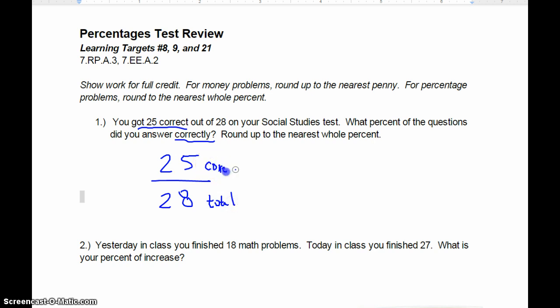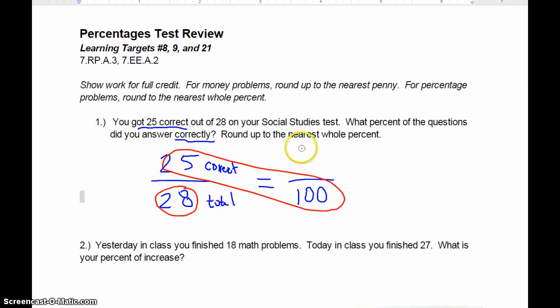I'm labeling because I like to be thorough. Okay, 25 correct. And I'm also writing with a mouse, so don't make fun. Is what percent out of 100? So you know how to solve one of these once you have it set up. Here's your missing value. That means I can multiply my cross products here and then divide by this number here, and it will give me the solution. And the solution is something like 89.2. We're rounding to the nearest whole percentage, so my answer is 89%. Pretty good. B+.